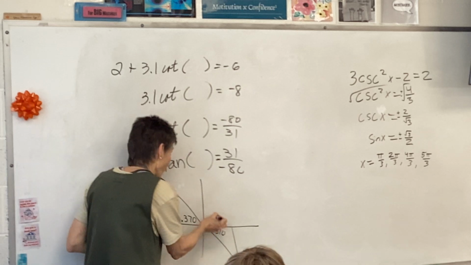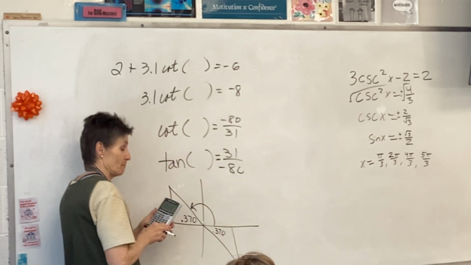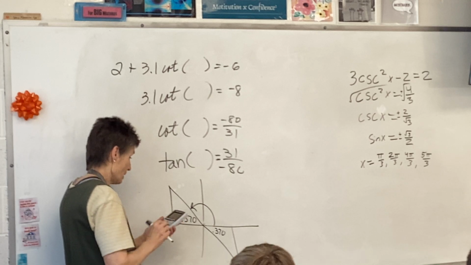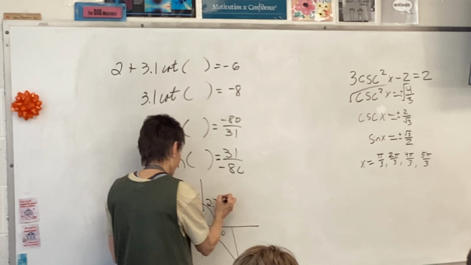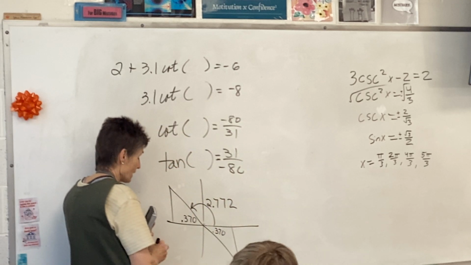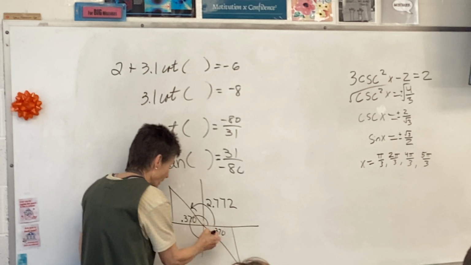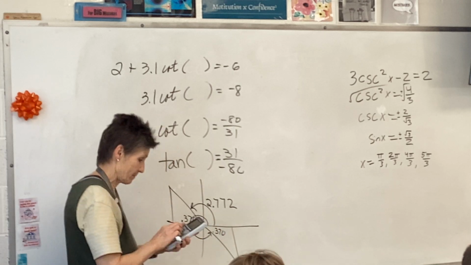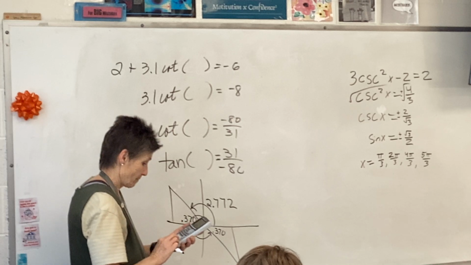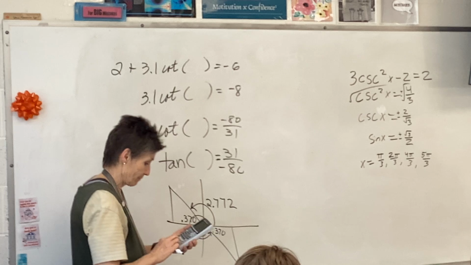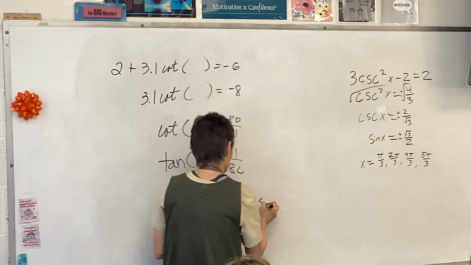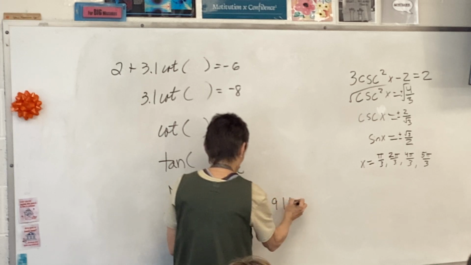So what will the quadrant 2 angle be? Pi minus that. So that's 2.772. And then what will the one all the way around in quadrant 4 be? 2 pi minus. And I got 5.914.